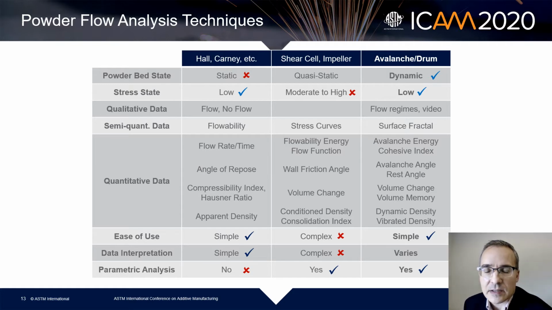One of the advantages of the avalanche and drum rheometers is they're fairly simple to use. Not quite as simple probably as a Hall funnel or a Carney funnel, but pretty close. The data interpretation can be pretty simple, although you may have to set up the parameters a little bit, so it can vary a little bit, but I would never say it's complex. And the parametric analysis is capable, just like it is with quasi-static methods, you can actually run multiple conditions during a single test. So that's nice to have that ability as opposed to just having to run multiple tests in the case of static flow methods.